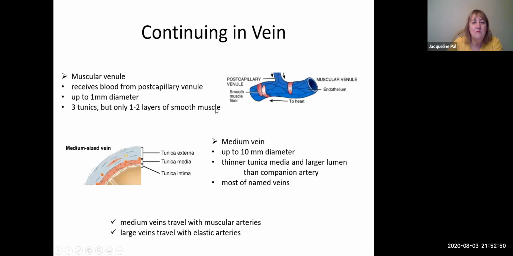Okay. A medium vein then goes up to 1 centimeter in size. And so it's going to have more muscle, and it's going to travel with a muscular artery. And then those will merge together to form our larger veins, which once again are just bigger, and they're going to be traveling with the elastic arteries.